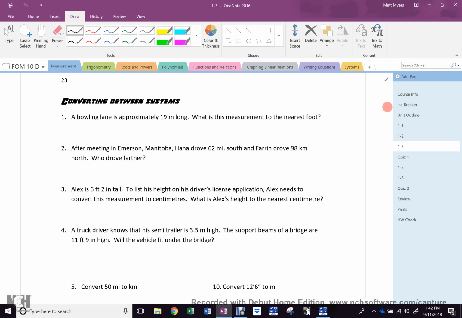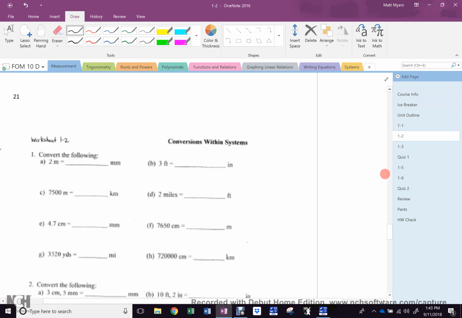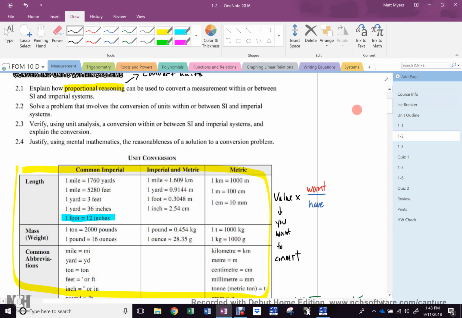We had value multiplied by the fraction of what we want over what we have, yes? That was when we were converting within systems. Please notice we are still converting. So what are we going to do? The same thing. We're going to have a value, and we are going to multiply by what we want over what we have. Except now the numbers are going to be ugly. If you look on your sheet, and those of you that did not get a sheet, I apologize. If you look on your sheet, you are now looking at the middle section, because we are going to be working on imperial and metric.